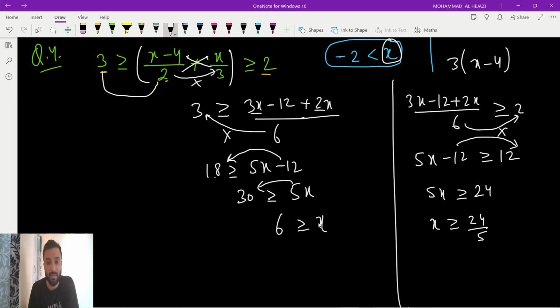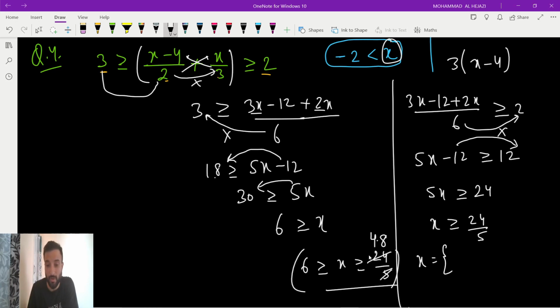So what we have seen is that x is less than or equal to 6, but x is greater than or equal to 24 by 5, that is 4.8. So the x value is greater than or equal to 4.8, and x is less than or equal to 6.